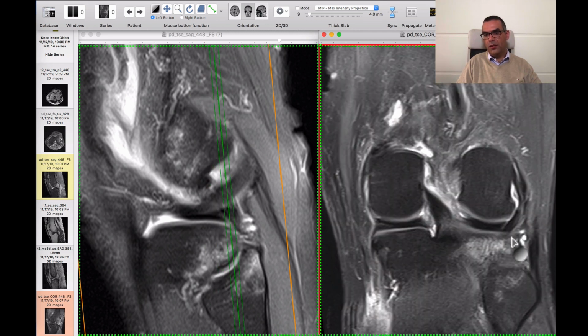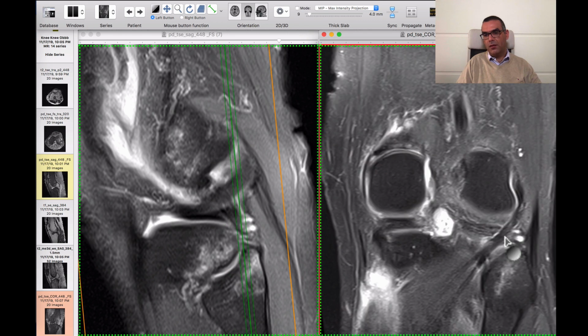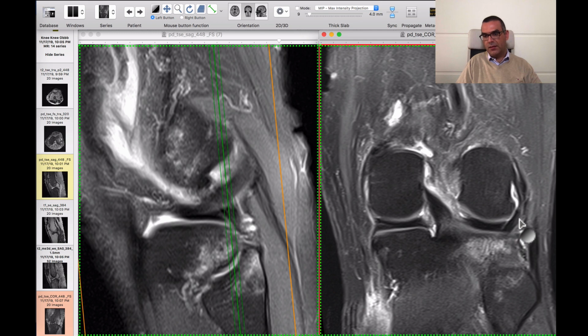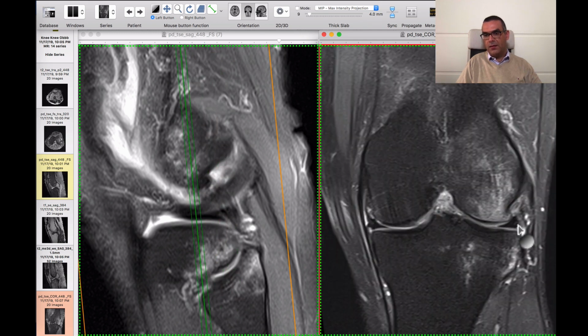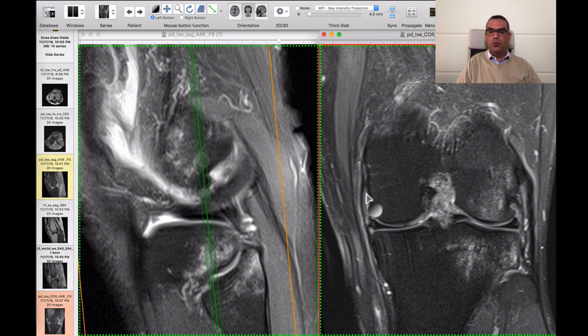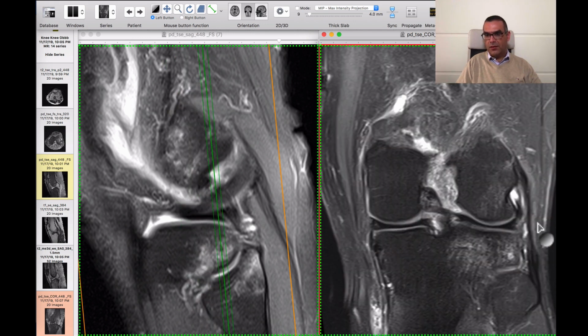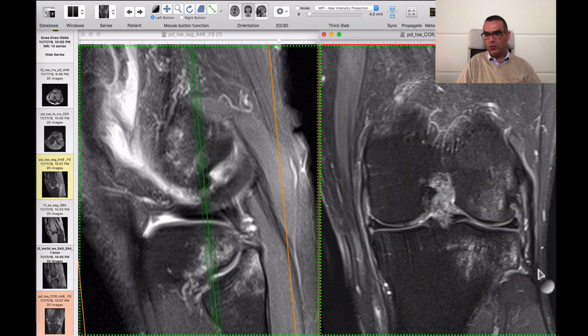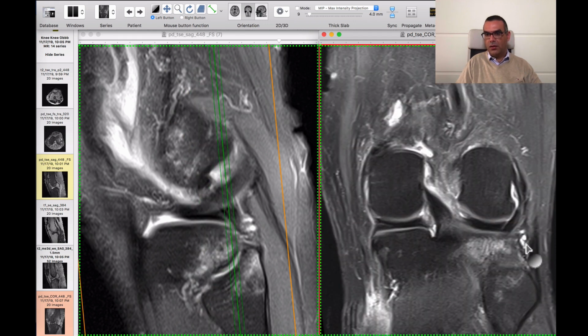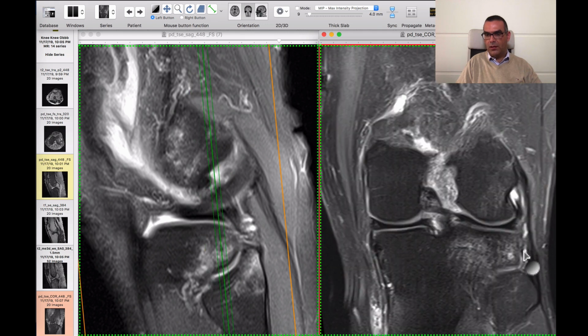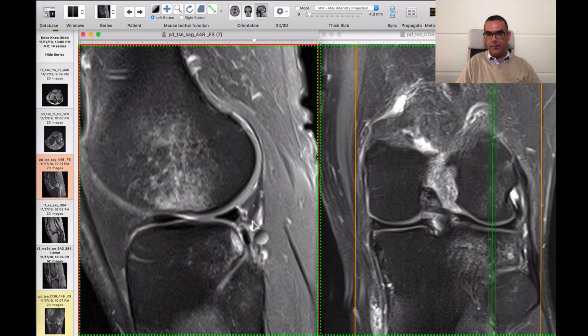This is the posterior horn, the popliteus tendon passing from inferior to superior at the popliteus hiatus. Okay, and this is the meniscal body and the meniscal anterior horn. So we saw the ACL rupture, we saw the medial meniscal pathology. MCL looks good. On the lateral side, this is the lateral collateral ligament, also looks good, and the posterolateral corner ligaments, this is the arcuate ligament, it is intact, of course, and this is how you see it.